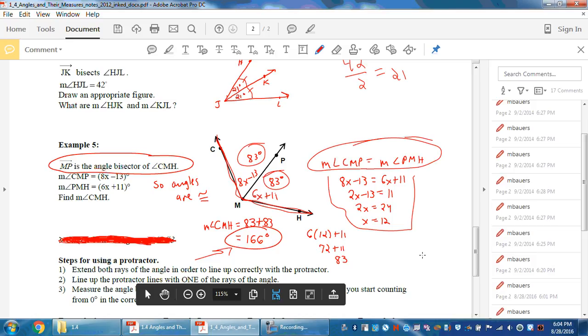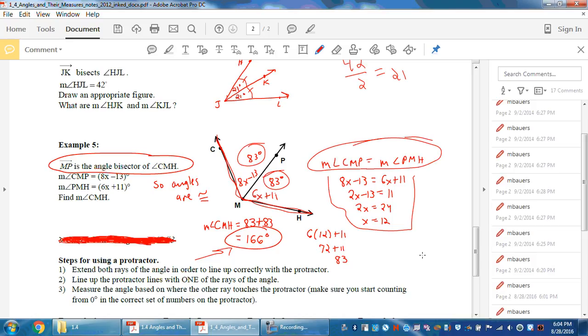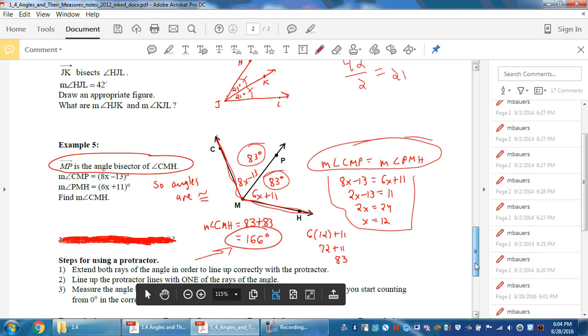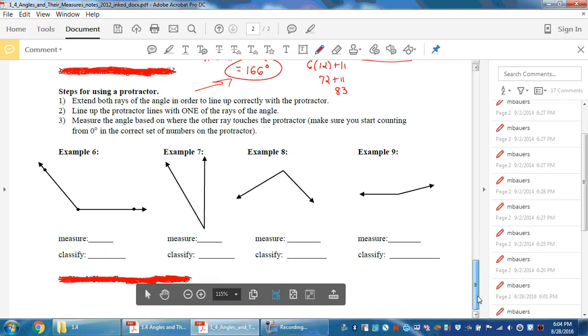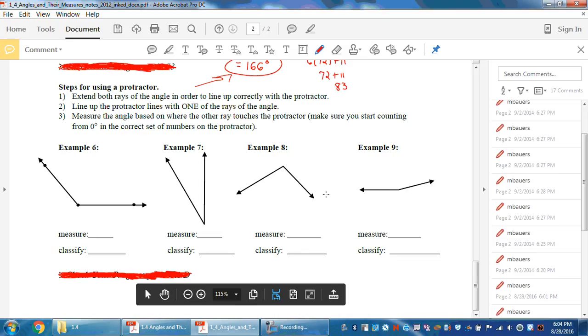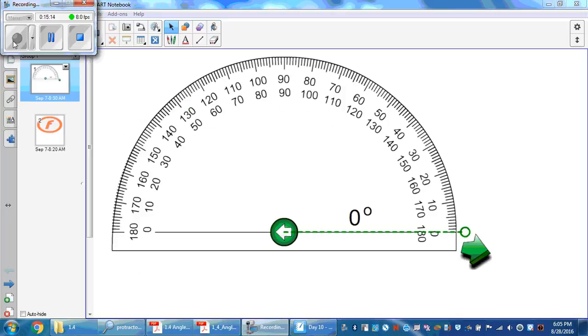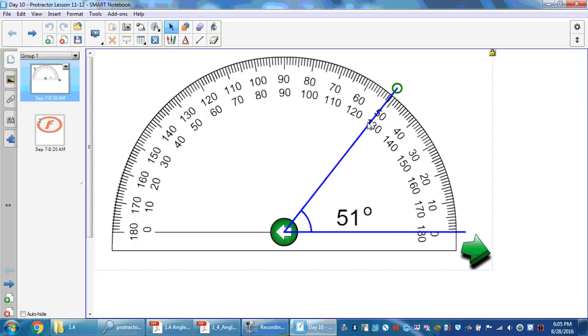So we know how to name angles. Three letters always works, sometimes one letter, sometimes a number. We know how to classify them: acute, obtuse, straight, right. We know how to use angle bisectors to find certain angle measures, right? The last thing we need to do is how do I measure an angle using a protractor? Well, this is what a protractor looks like. Okay, so what you're going to want to do is line up the protractor.